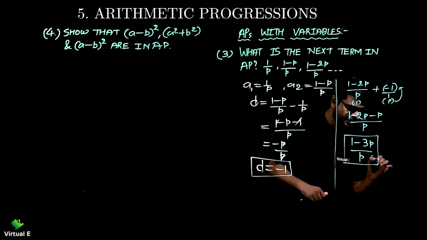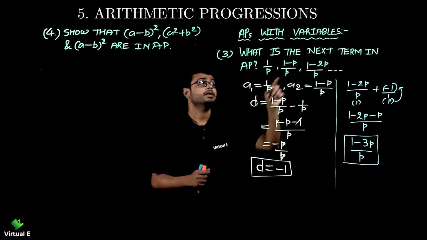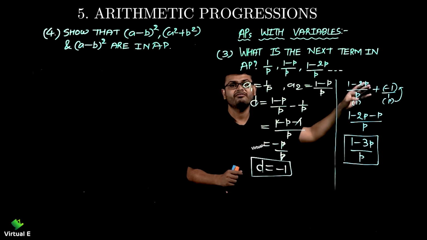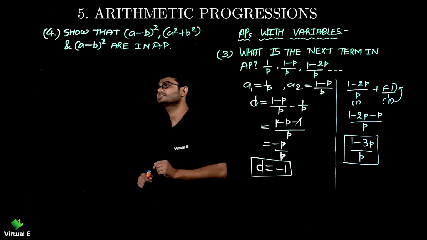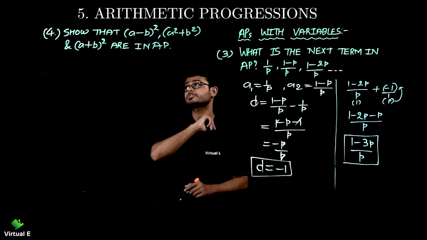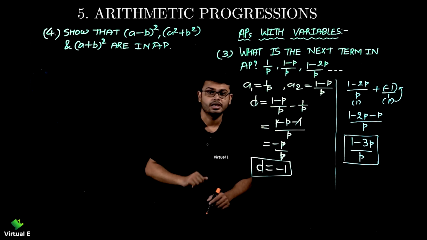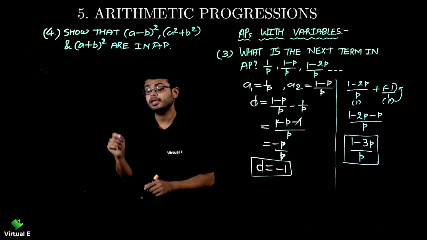That is our answer. You can even do mental calculation. Subtract p, 1p, then 2p, then 3p, then 4p and 5p. Simple. Let's discuss the next question. Show that a minus b whole square, a square plus b square and a plus b whole square are in AP. We need to show that they are in AP.